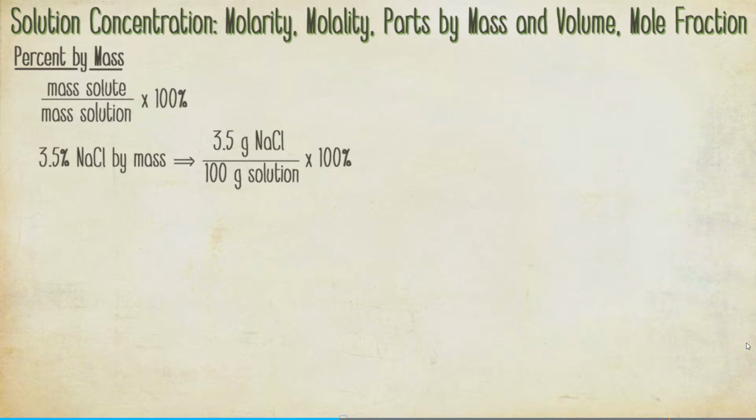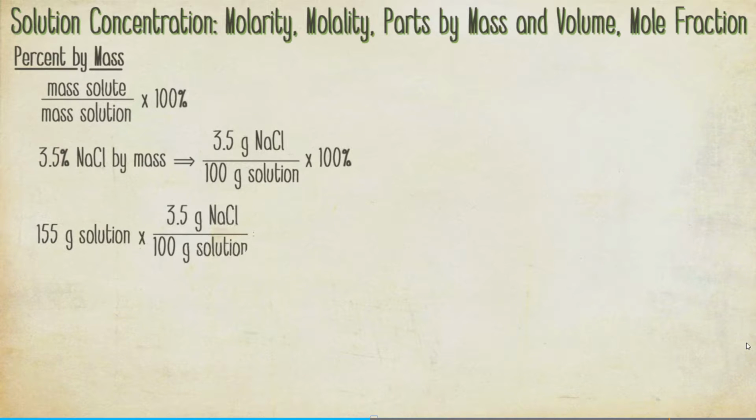For example, suppose you want to know what mass of sodium chloride is contained in 155 grams of the 3.5% sodium chloride solution. You write 155 gram solution times the quantity 3.5 grams sodium chloride over 100 gram solution. The grams of solution cancel and you get 5.43 grams sodium chloride.